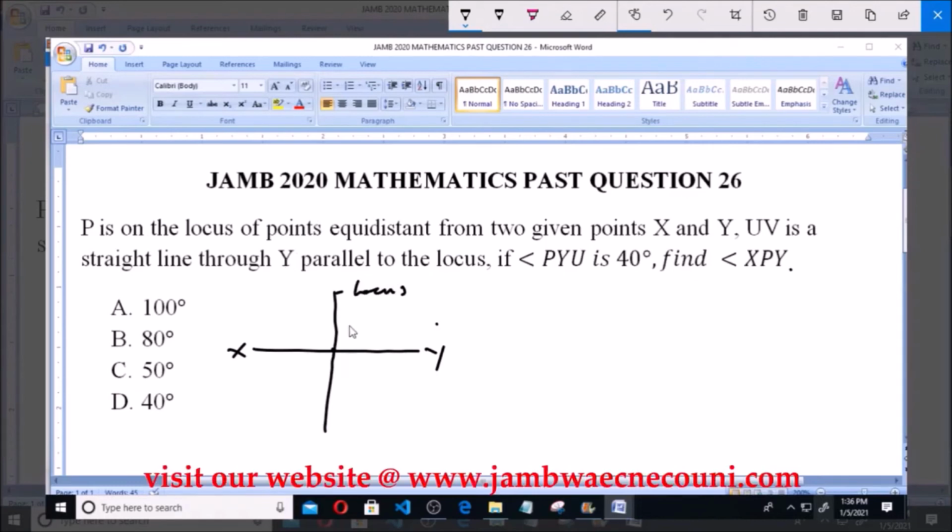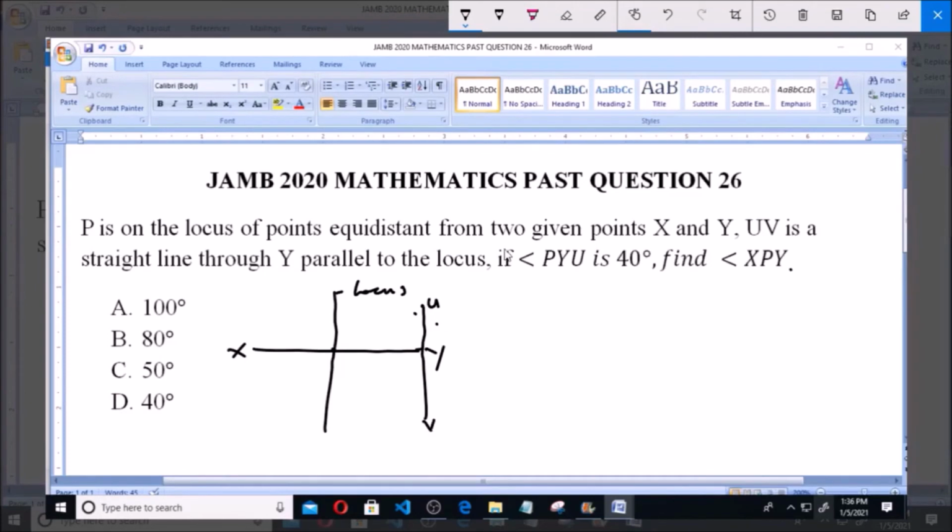So we don't know where P is located, but from the information, we are given that UV is a straight line through Y. So through Y, we have another straight line called UV. And it is said that angle PYU, if it is an acute angle, that means P will be located somewhere here. So let's call this place P. So angle PYU, which is this angle here, is said to be 40 degrees.